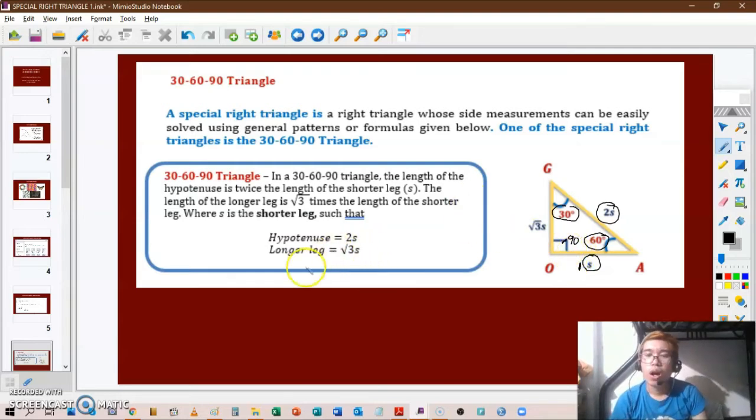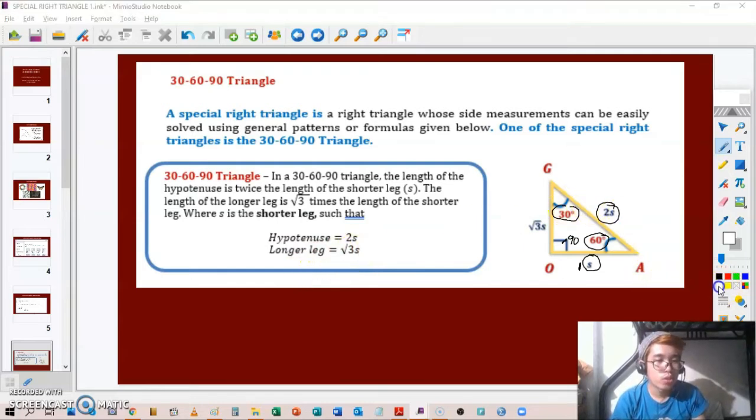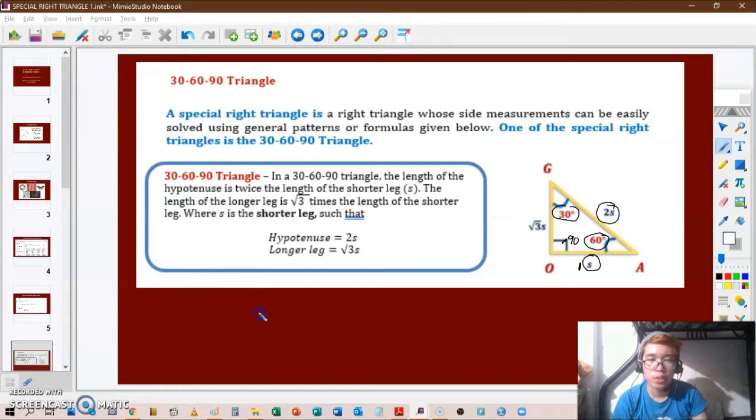Let's make that more concrete. Let's draw another example here at the bottom: triangle FIG. Let's say we have a 90-degree angle, a 30-degree angle, and a 60-degree angle. We're only given this side measurement: side IG is equal to 10 centimeters. We want to know the measurements of the hypotenuse FG and the longer leg FI. What are their measurements?